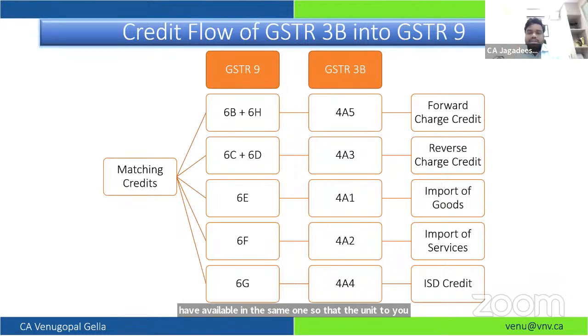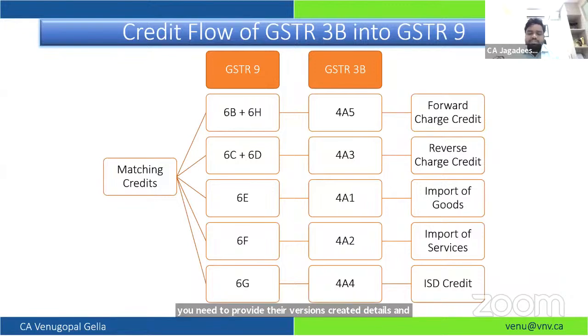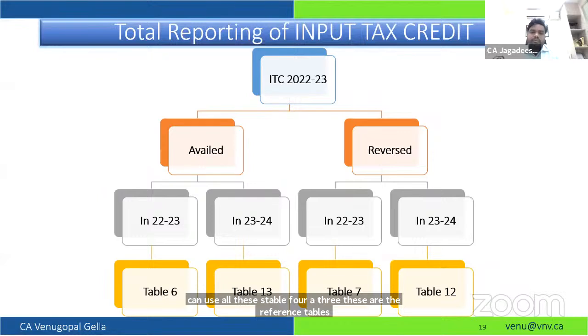Now coming to the next tables, here you need to provide the reverse charge credit details, then table 6C, import of goods, table 6F, import of services, and in table 6G, you have to provide the details of the ISD credit. For all this, you can use tables such as 4A3, these are the reference tables of the GSTR-3B from where you can take the information to fill the GSTR-9.